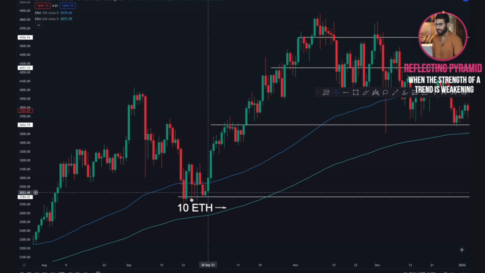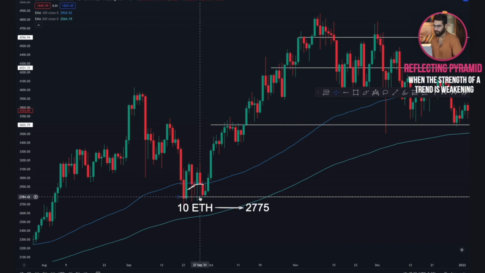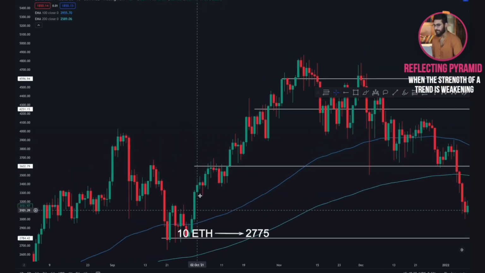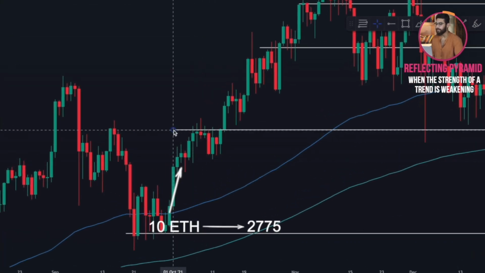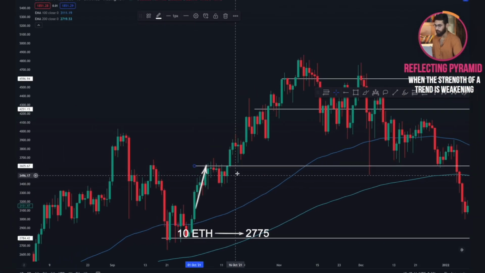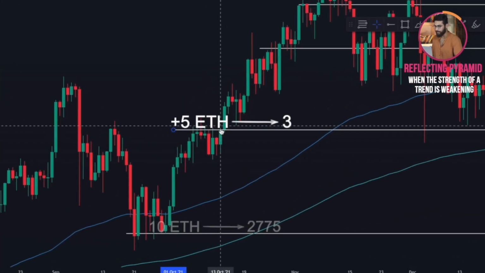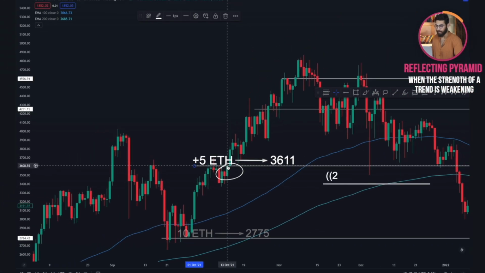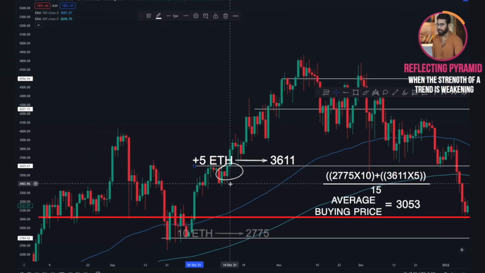Assume you bought 10 Ethereum at 2775 and you waited for the price to move in your direction and confirm the trend. The price did that, and again a buy signal appeared and you decided to add some more ETH to your existing trade. So you added 5 Ethereum at 3611 and your average buying price now is 3053, which is again well below our support area.